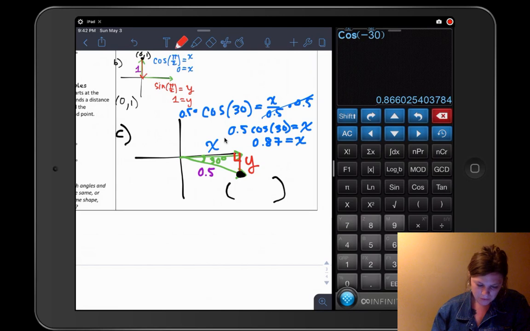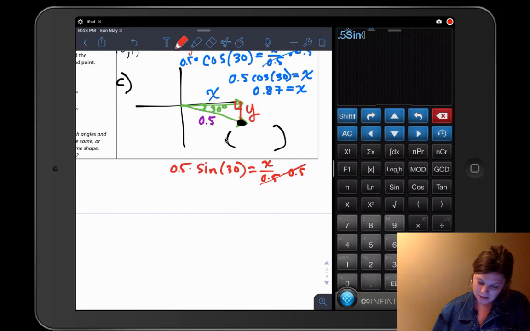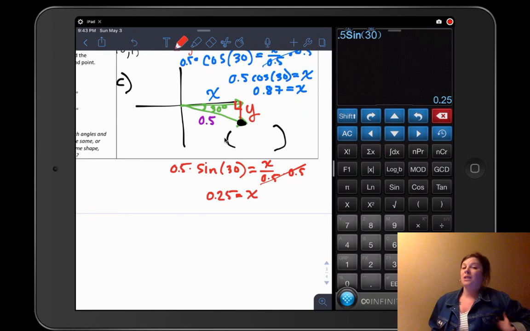So sine of 30, and I'm going to use positive 30, is equal to x over 0.5. Multiply by 0.5 on both sides, and the answer is 0.5 times sine of 30. And I get 0.25 or 1/4, whichever you want to use is fine for now. 0.25 is equal to x. Now, that's true. The length of that side of the triangle is 0.25.